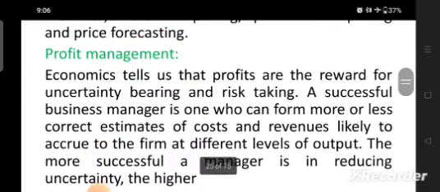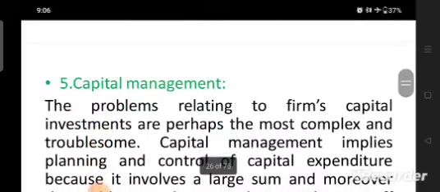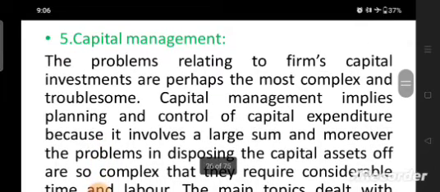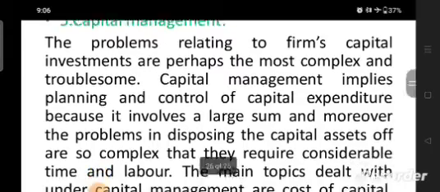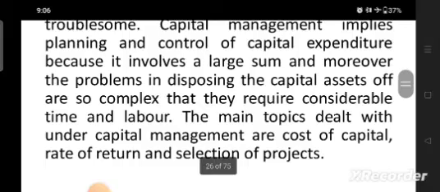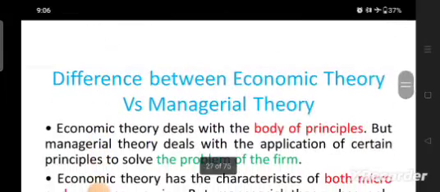And the profit management. It helps in managing the profit. And the capital management, the problems relating to the firm's capital investment, how to raise the investment, how to control the capital expenditure, because it involves a large sum, and moreover the problems in disposing of the capital assets are so complex that they require considerable time and labor. So these are the things that come under the nature and scope of your managerial economics.